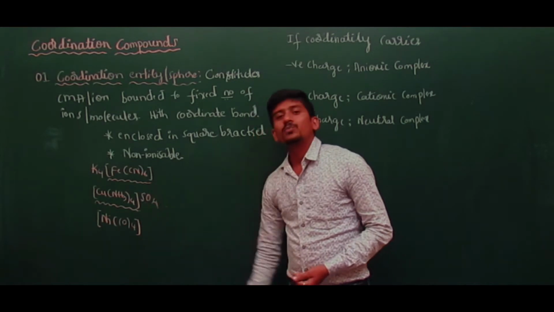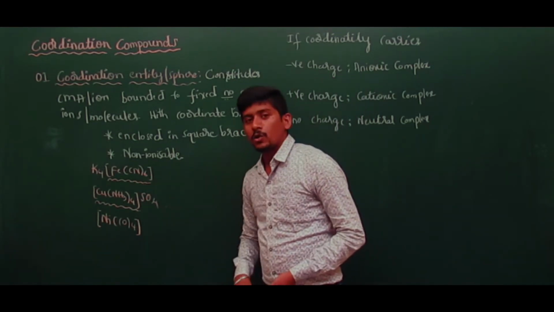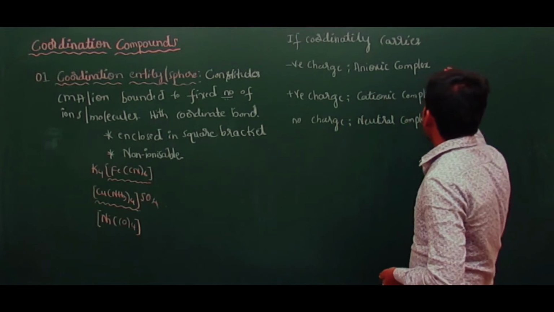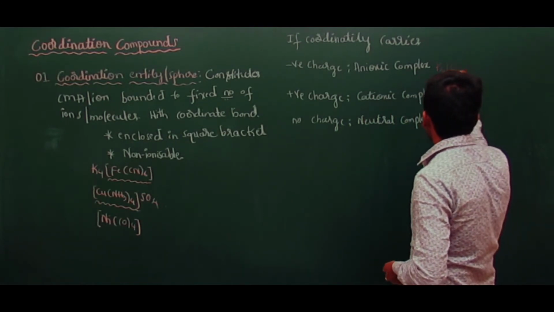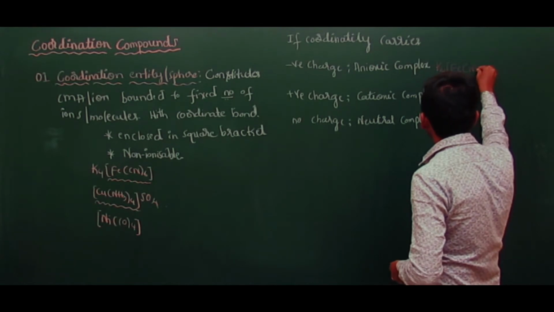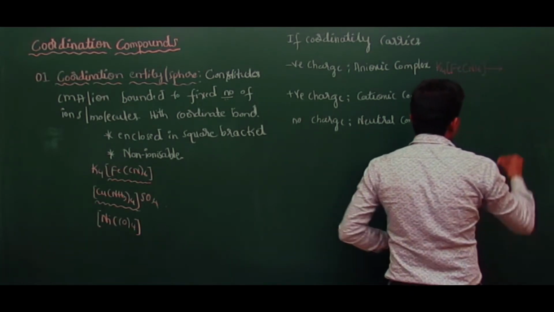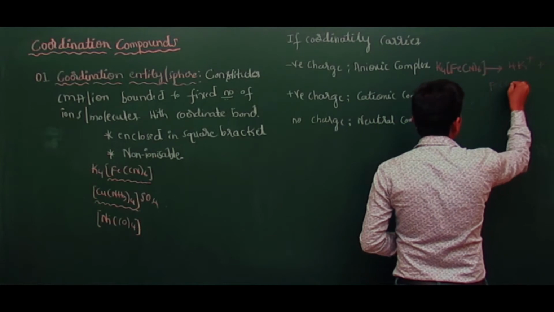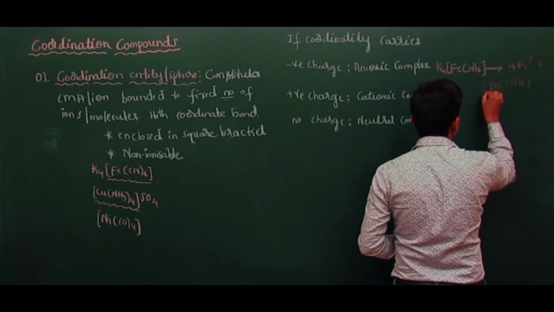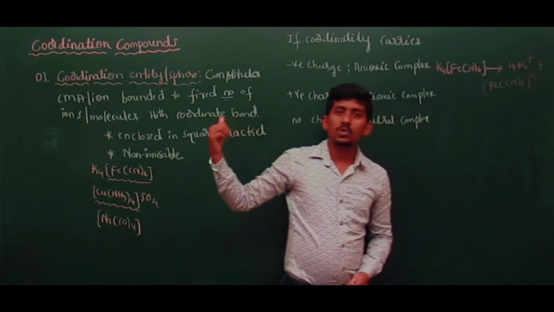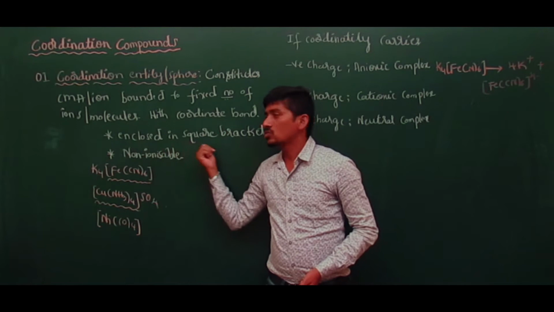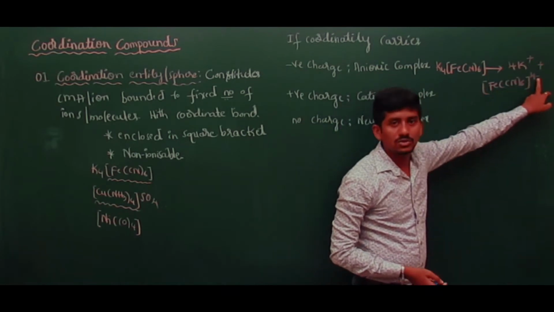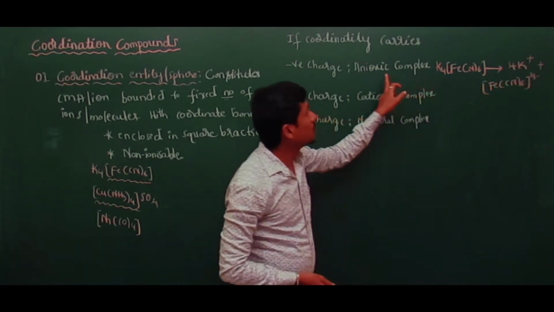Into that, the first one is potassium ferrocyanide. It is an anionic complex. How is it an anionic complex? Just see here. When this compound is put into water, it undergoes dissociation. K4[Fe(CN)6] gives 4K+ and [Fe(CN)6]4-. What is the definition? The coordination entity is enclosed in square brackets, and here it carries a negative charge. Hence this is an anionic complex.